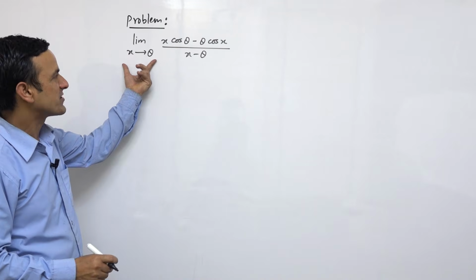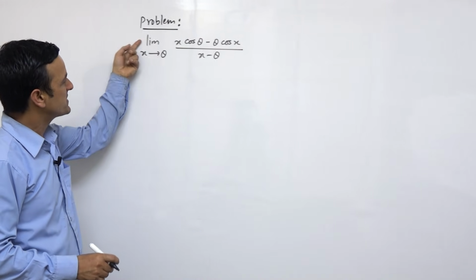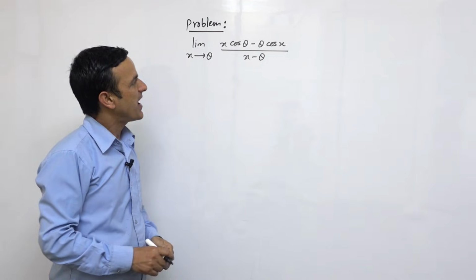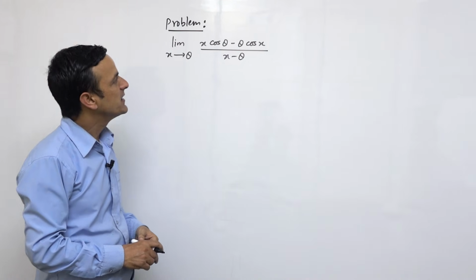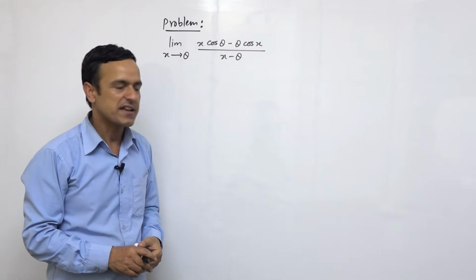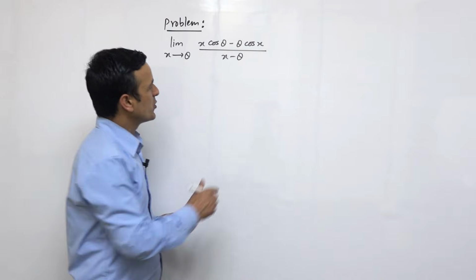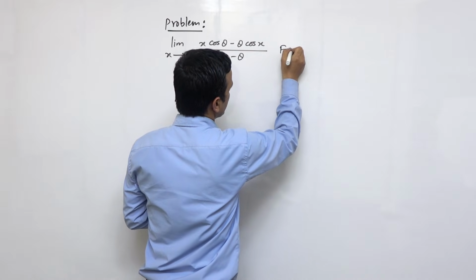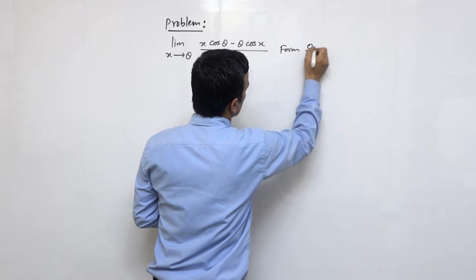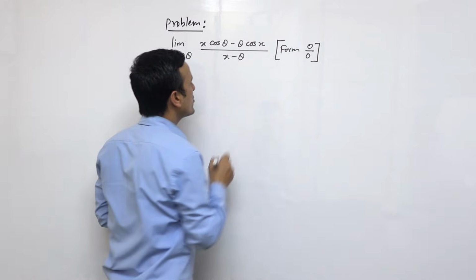So we have another type of question. Limit x tends to theta, x cos theta minus theta cos x upon x minus theta. So it is in the form of 0 upon 0. So we can check it out.